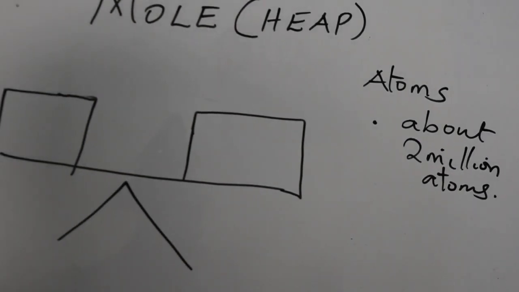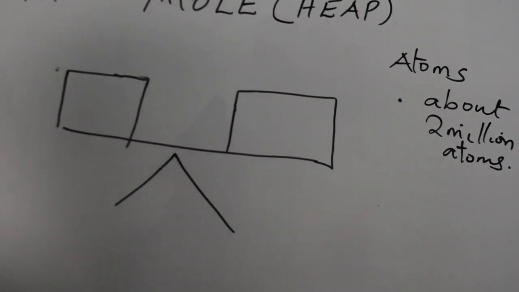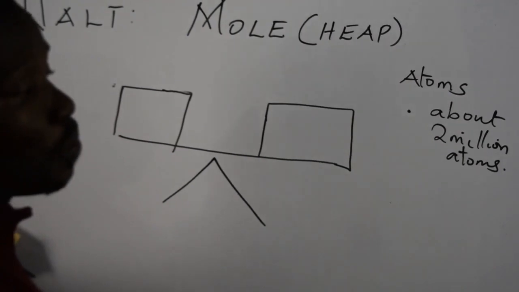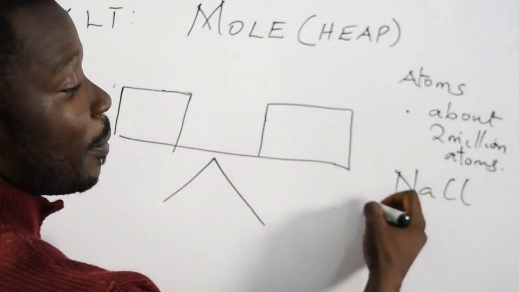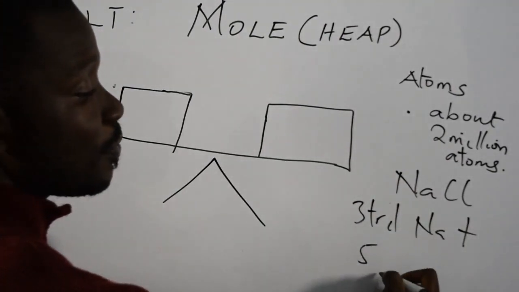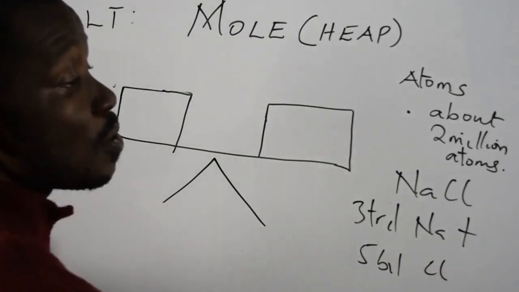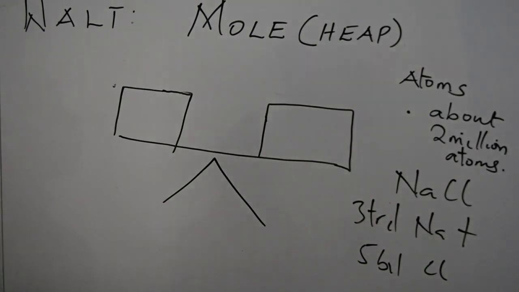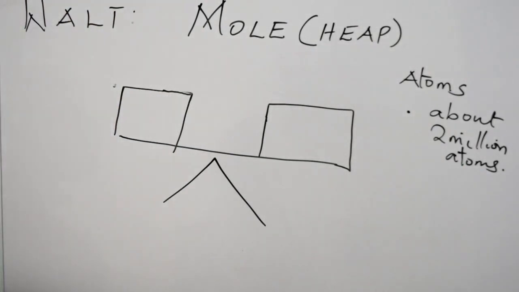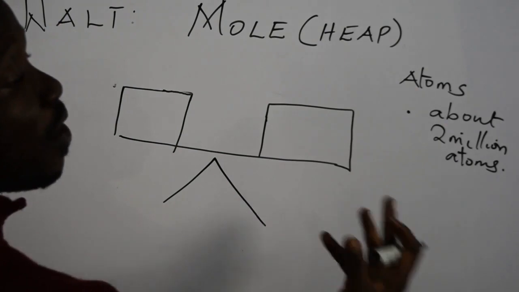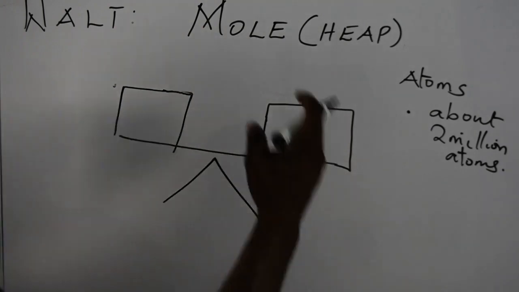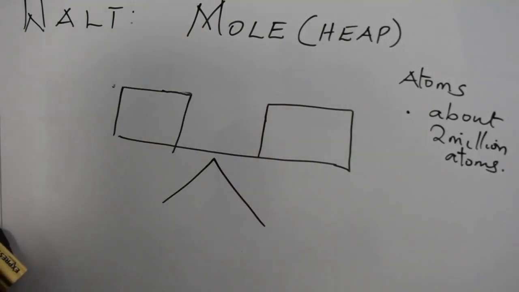So if you are in the lab and you want to fix yourself lab salt, sodium chloride, and you need just a teaspoonful, you may be adding about 3 trillion sodium to about 5 billion chlorine atoms. And that's huge. So there was the need to look for a new way of measuring substances or compounds. It was because using atoms as a way of measurement was cumbersome. That is why scientists sat down and looked at a new way of measuring substances, and then they developed what we call mole.